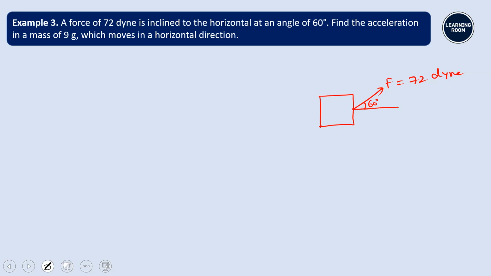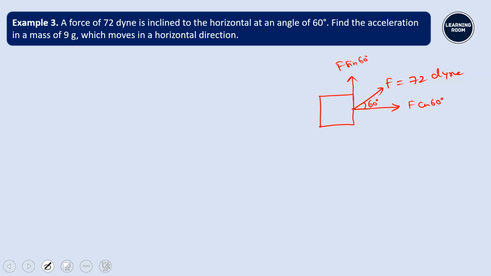Now, this force can be resolved into two components. What are they? One is F cos 60 degrees, and the second is F sin 60 degrees. If you observe, this F cos 60 is the one which is causing the acceleration of the object in the horizontal direction. The object starts moving in the horizontal direction. The component of force responsible for the motion in the horizontal direction is F cos 60.